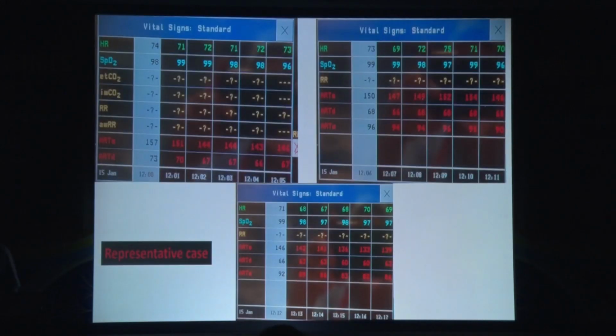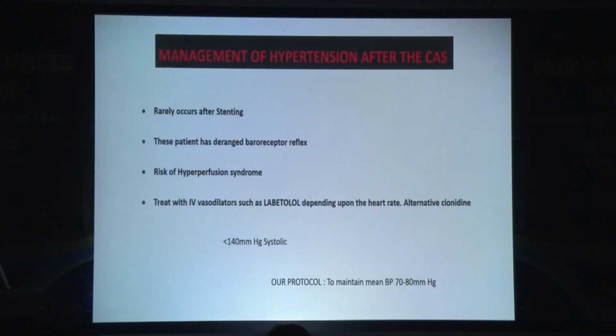So this is a representative case demonstration where, after priming the patient with glycopyrrolate, we hardly found any significant change in the pulse and the BP.